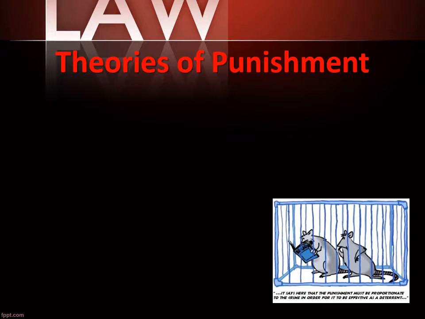One of the other major topics, and I apologize to CJ Majors, because I'm only going to give you, what is it, six theories of punishment. There's literally 60,000 theories of punishment. These are the major ones. These are the ones, and the rest are permutations or combinations in one form or another.